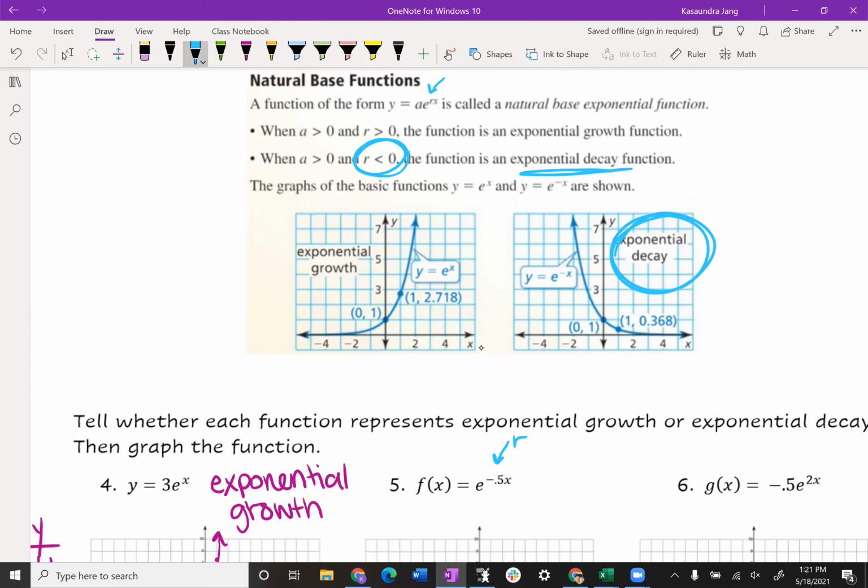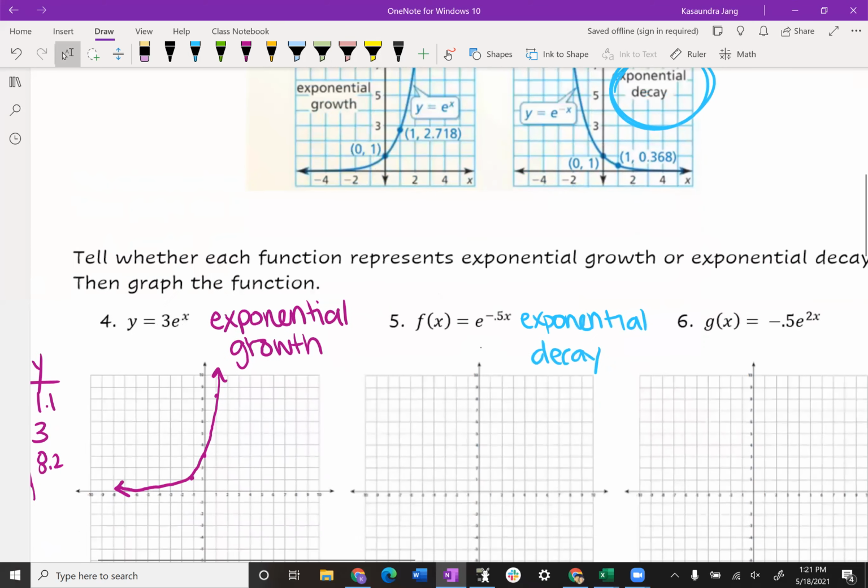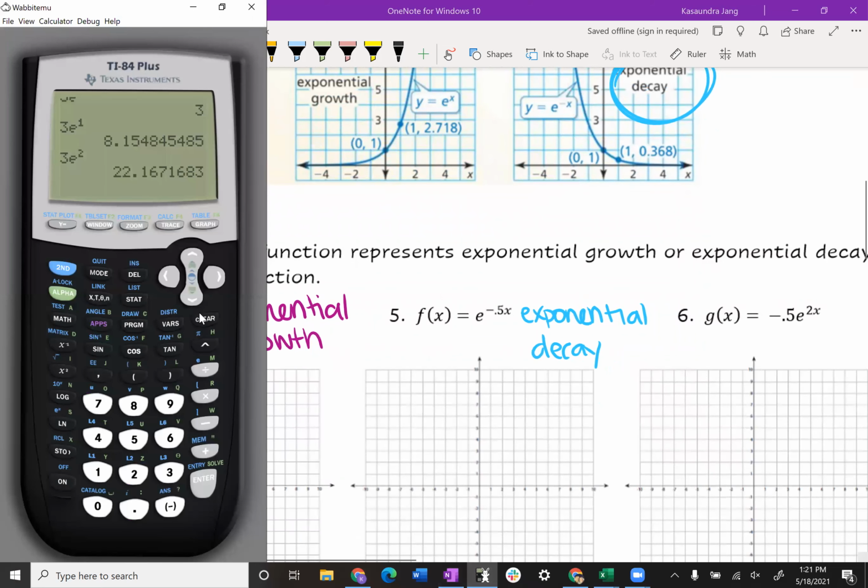So it'll have this kind of graph. Once I graph it, I should see it decrease like this. But first things first, we had to figure out if it's exponential growth or decay. This one, exponential decay. All right, so again, I know the basic shape. Let's get some specific points though. I'll go through the same process here. Maybe I'll plug in a negative, maybe 0, some positive, something like that. See if we can get the basic shape here.